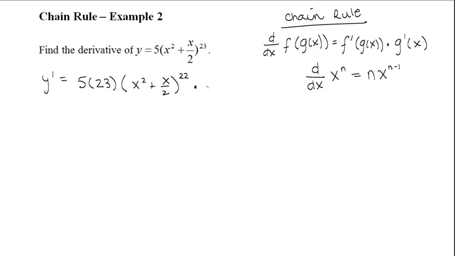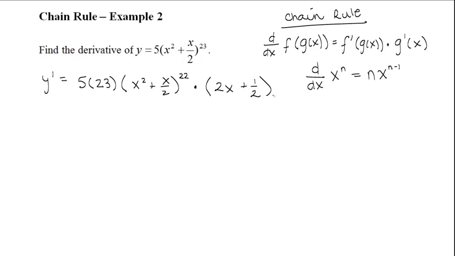So the derivative of the inside function, we're going to have to use power rule again. So the derivative of x squared is going to be 2x. And the derivative of x over 2, we know that x over 2 is the same as saying just a half times x. So when we take the derivative of x, we're just going to get 1. So then we're just going to have a half. So this will just be plus a half.